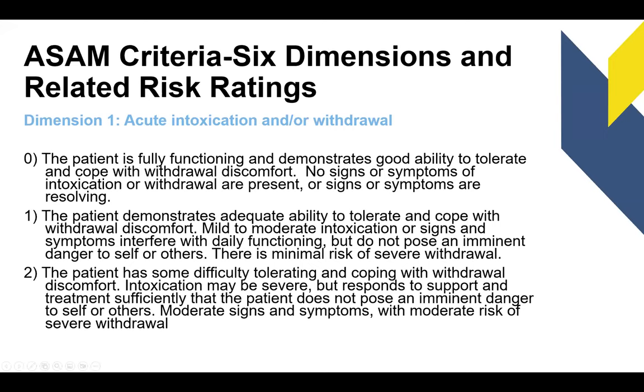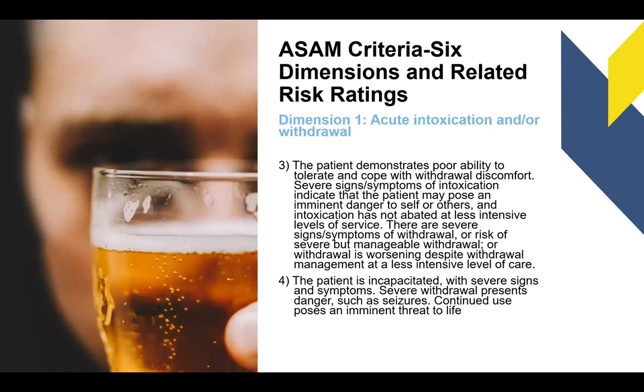And you can see that these escalate as we move all the way down to a risk rating of 4, which would say the patient is incapacitated with severe signs and symptoms, severe withdrawal present, presents danger such as seizures, continued use poses an imminent threat to life. That's a big shift. So if I was with Richard and he was in full withdrawal, having DTs, that would immediately allow me to say he needs 3.7 right now. We've got to get him into detox right now. When the nurse calls to pre-cert that service, they're going to say Richard's a 4 on acute intoxication or withdrawal, and then we're going to have that pre-cert granted right then and there.